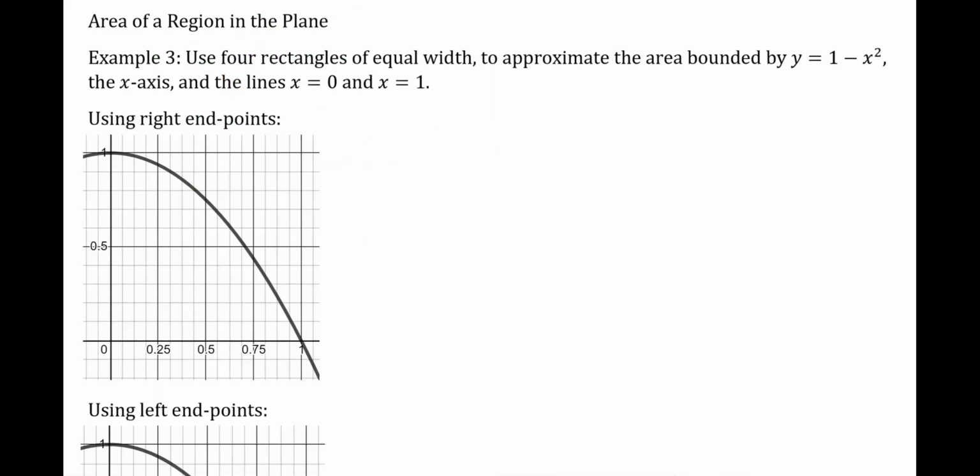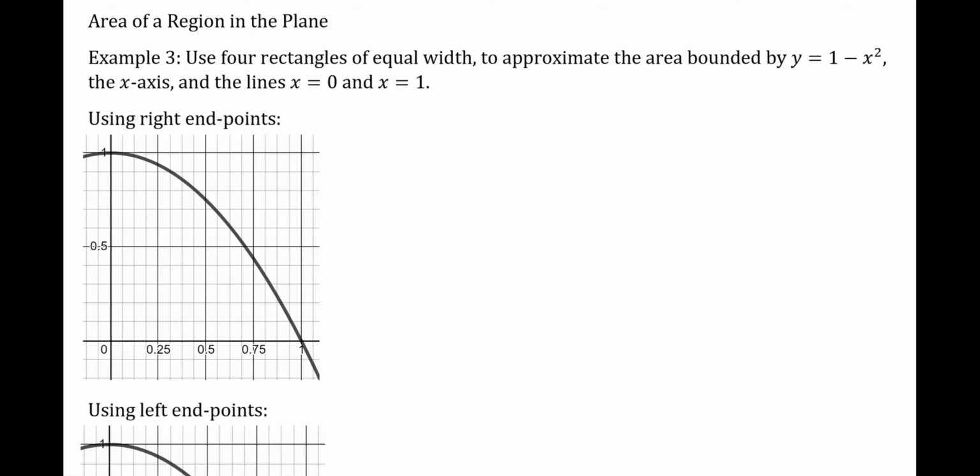In this video, we're going to look at an example where we use rectangles to approximate the area bounded by some restrictions in the plane. So we want to use 4 rectangles of equal width to approximate the area bounded by the parabola 1 minus x squared, the x-axis, and the lines x equal to 0 and x equal to 1. And we're going to do 3 different methods. The first one, we're going to use right endpoints.